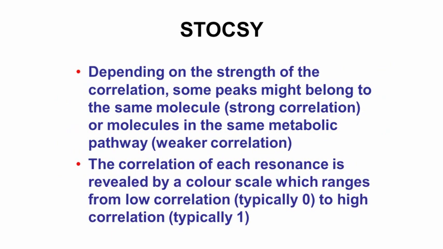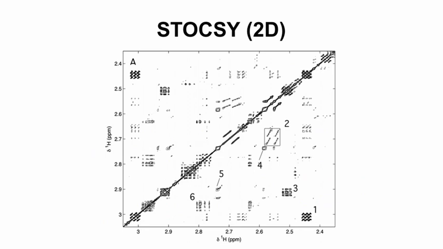So in some cases, if there are very strong correlations, those are the same molecule. If the correlations aren't so strong, those are probably related metabolites that might be in the same pathway, being up or down regulated. So you can then plot the correlation of those resonances by a color scale, where low correlations might be dark blue, and high correlations, which will have a value of 1 or close to 1, will be red or orange. So this is just illustrating what a two-dimensional STOCSY picture looks like.